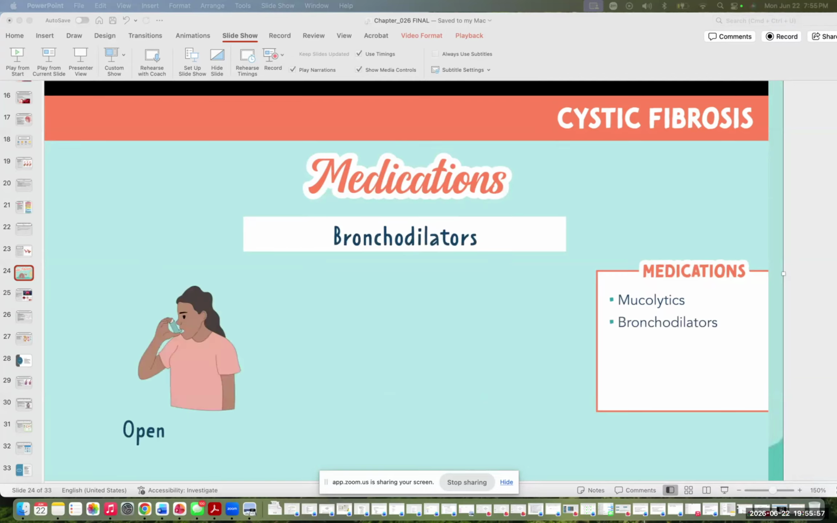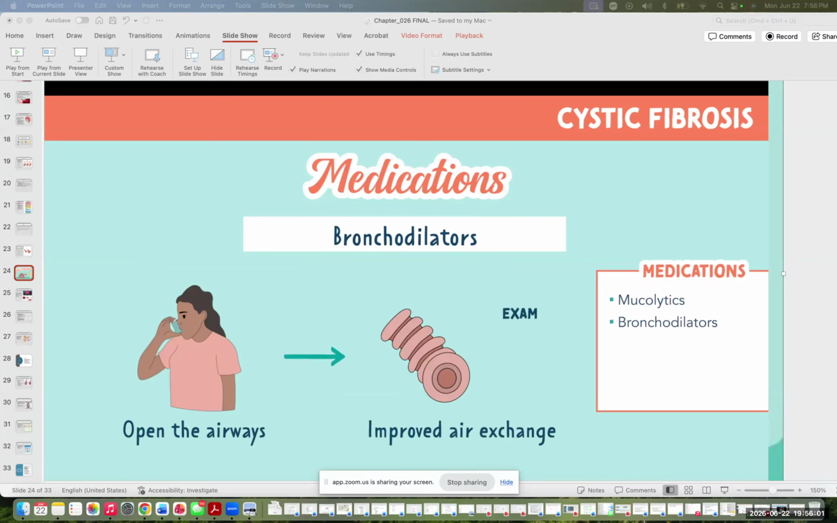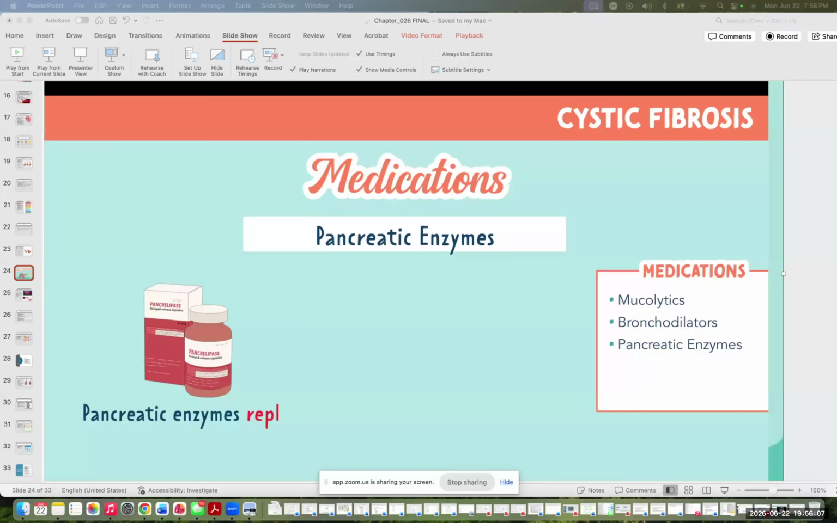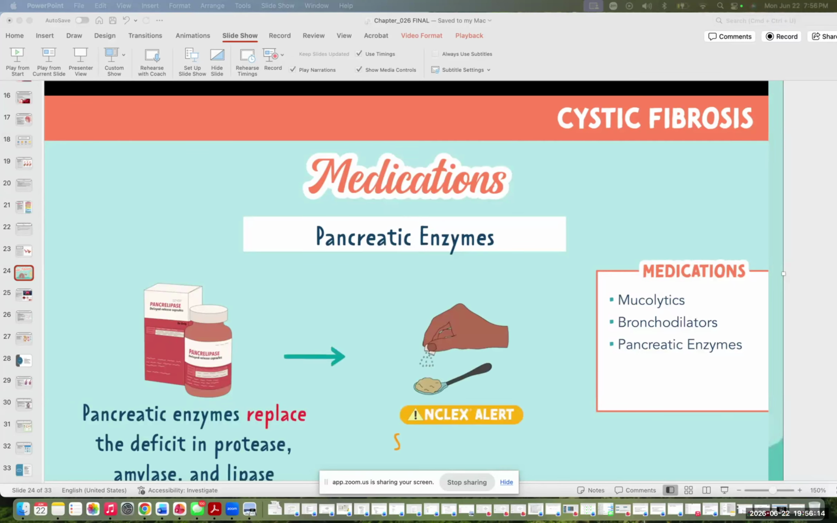Bronchodilators are used to open the airways, leading to improved air exchange. An example would be albuterol sulfate. The next is pancreatic enzymes, which help to replace the deficit in protease, amylase, and lipase. Remember that these should be swallowed whole or sprinkled over acidic foods.